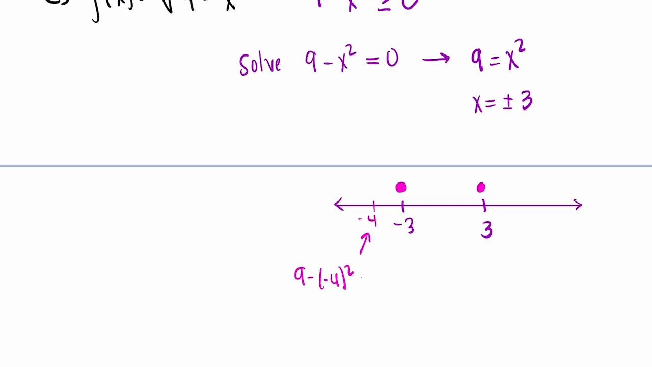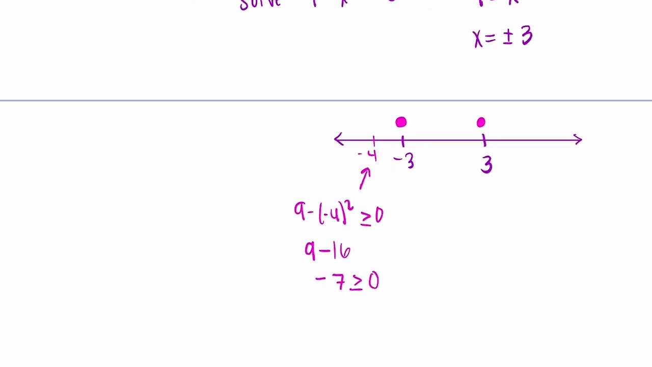I want to know, is that greater than or equal to 0? We'll simplify that. That's 9 minus 16 or negative 7. I'm saying negative 7 is greater than or equal to 0. No. So I'm going to say this is false, which means we're not going to include anything in this part of the graph.